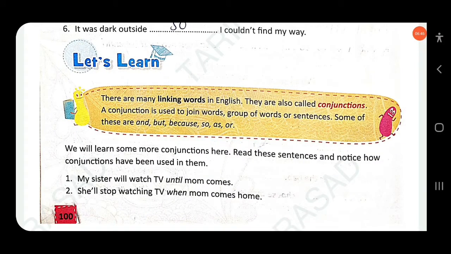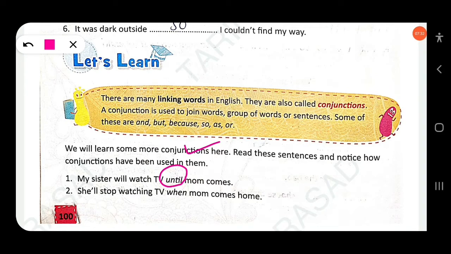They are also called conjunctions. A conjunction is used to join words, group of words or sentences. Some of these are and, but, because, so, as, or. We will learn some more conjunctions here. Read the sentences and notice how conjunctions have been used in them. My sister will watch TV until mom comes. Here the conjunction until is used.